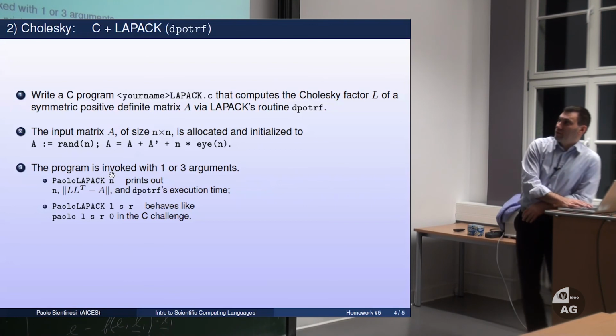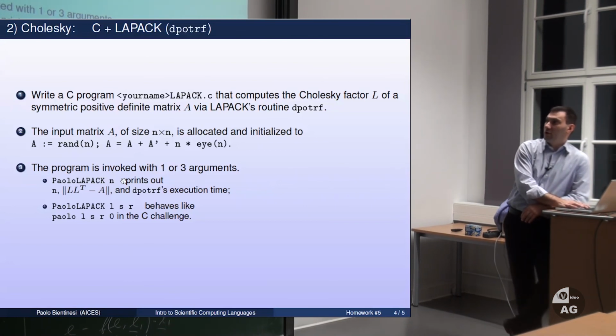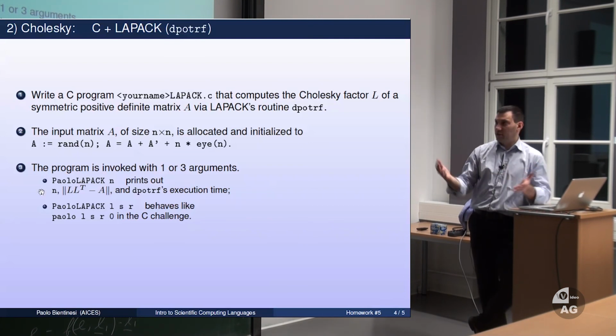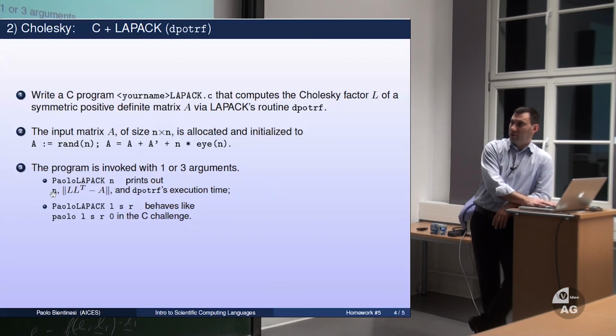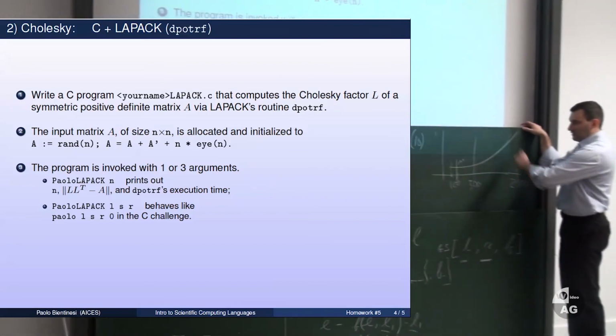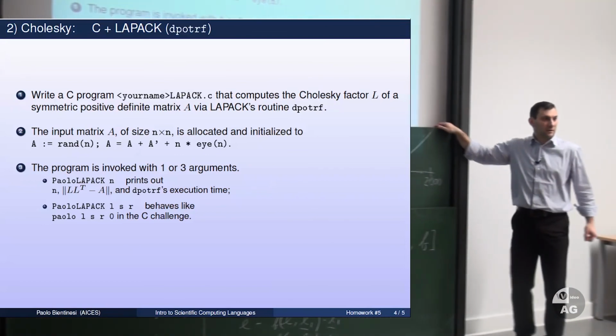And the program does two things. If you only pass one number, it creates the matrix, prints out the size of the matrix, this quantity here, which you have to compute somehow, and the execution time. If you pass three numbers, it returns a MATLAB script that does again this thing here. Okay?